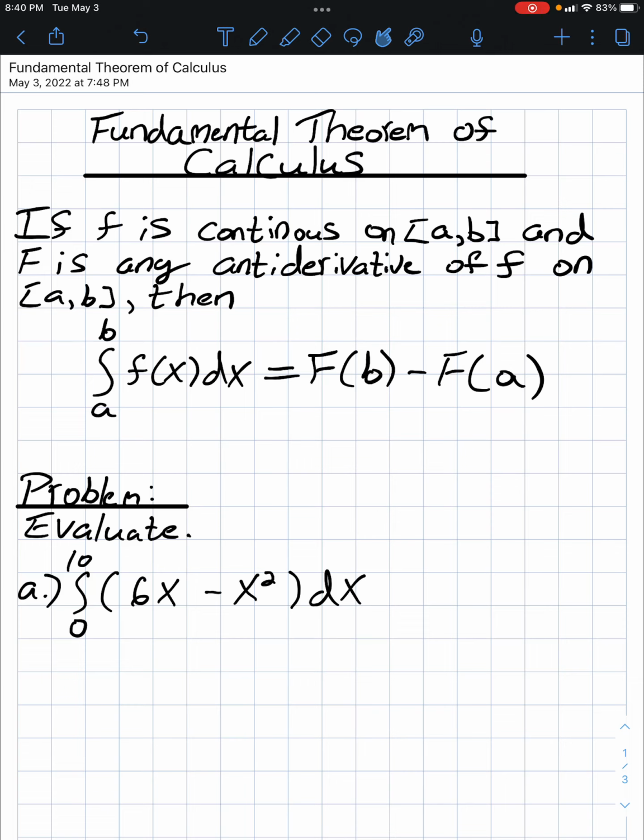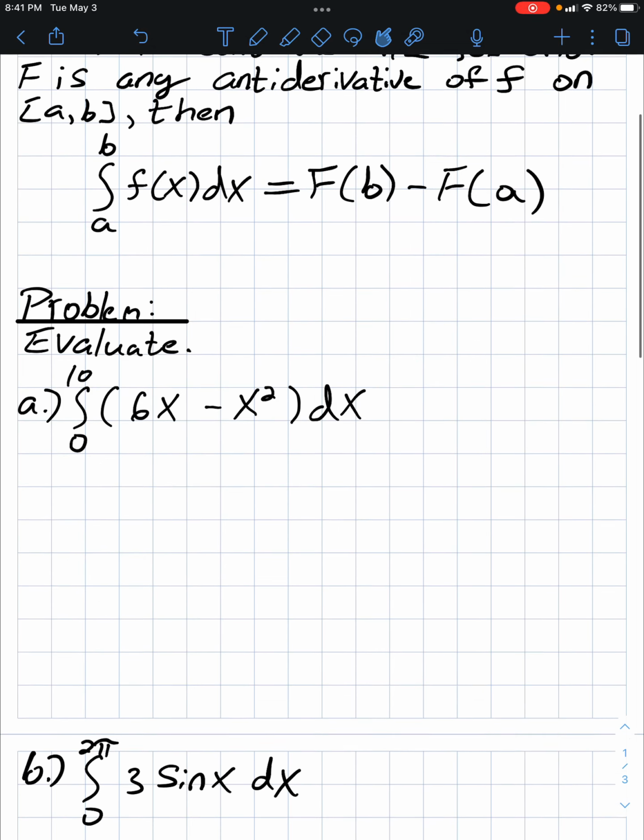The fundamental theorem of calculus is as follows. If f is continuous on a to b, and F is any antiderivative of f on a to b, then the integral from a to b of f of x dx is equal to F of b minus F of a. We're going to be using the fundamental theorem of calculus in the following problem.